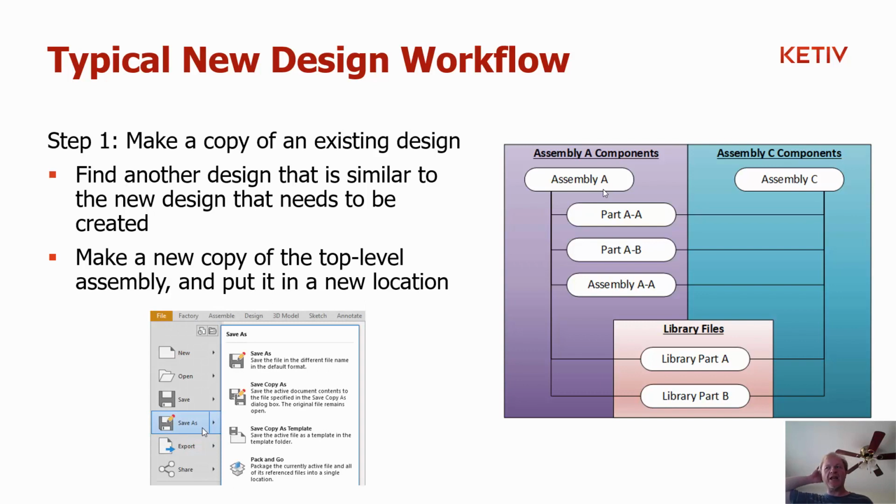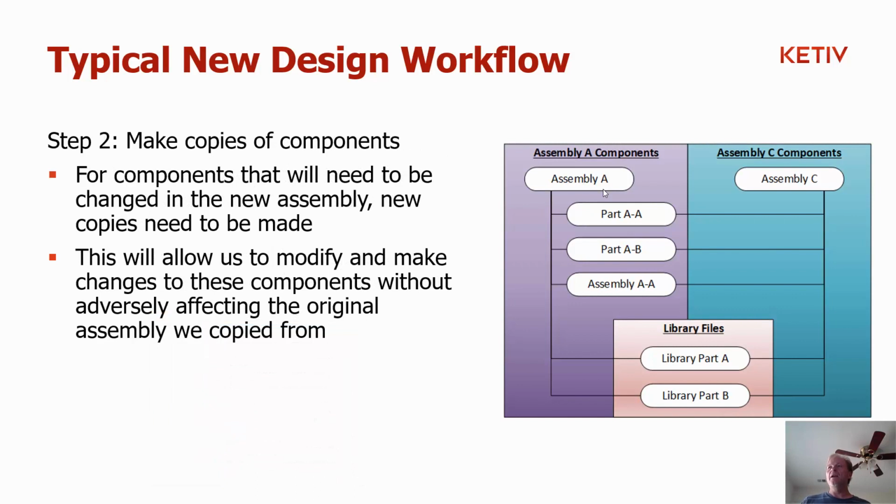So understand that this is really the equivalent of going inside of Inventor and saying save as, and saving a file out, and then creating your new copy. Now, there are going to be some components more than likely that I'm going to want to change without affecting assembly A, which was my original assembly I copied from.